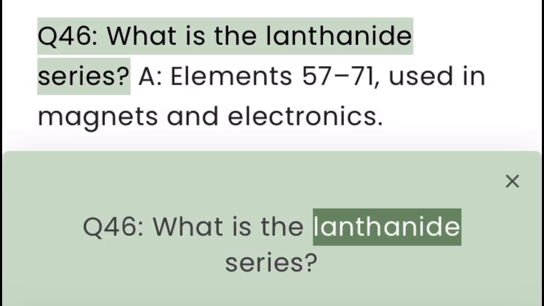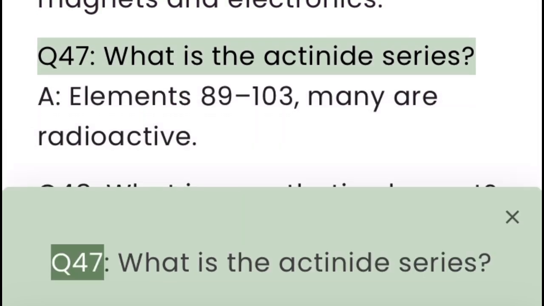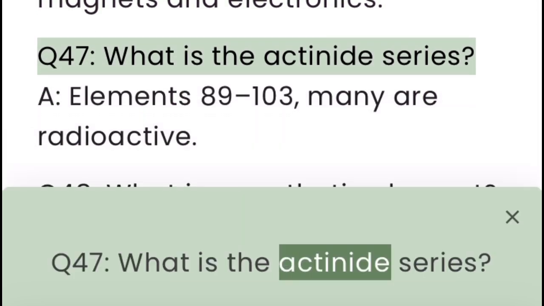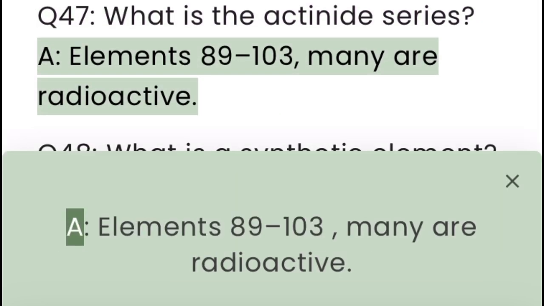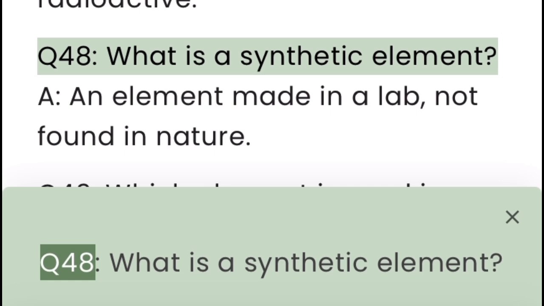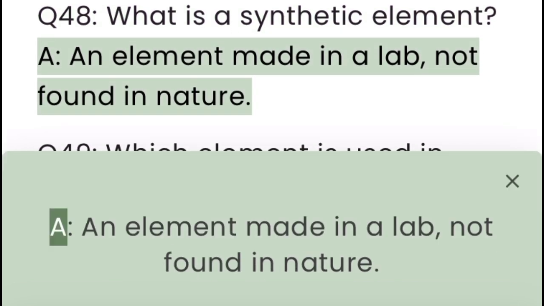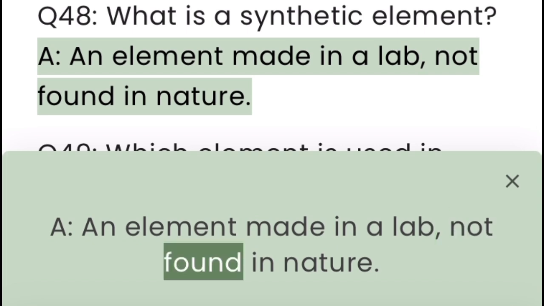Q46. What is the lanthanide series? A. Elements 57 to 71, used in magnets and electronics. Q47. What is the actinide series? A. Elements 89 to 103, many are radioactive. Q48. What is a synthetic element? A. An element made in a lab, not found in nature.